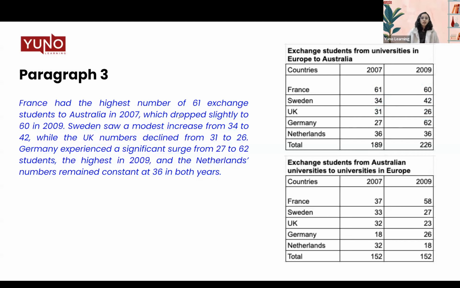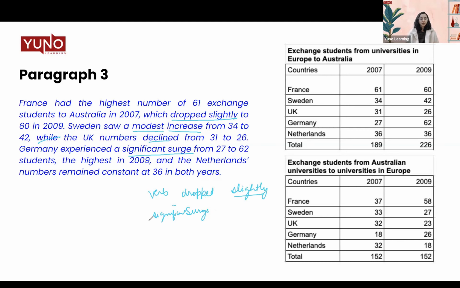All right, a few things to note here. Number one, you see "dropped slightly." First of all, the verb here is dropped, and what is the modifier used with it? It is slightly. How did it drop? Slightly dropped. Then increase. What kind of increase? Modest increase. I'm qualifying my verbs and my nouns when explaining what happened to the data and how it happened. While UK numbers declined, then significant surge. There was a surge. What kind of surge was it? It was a significant one. So this is how you code your data.